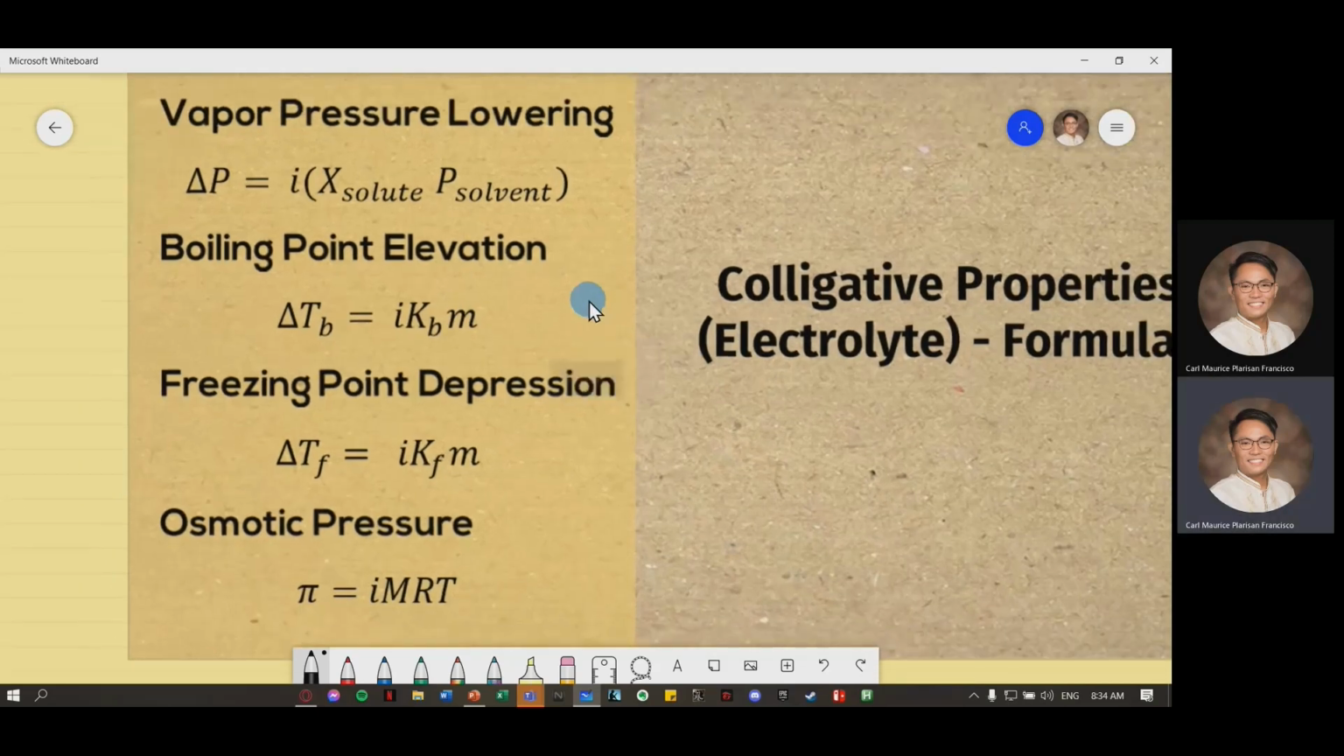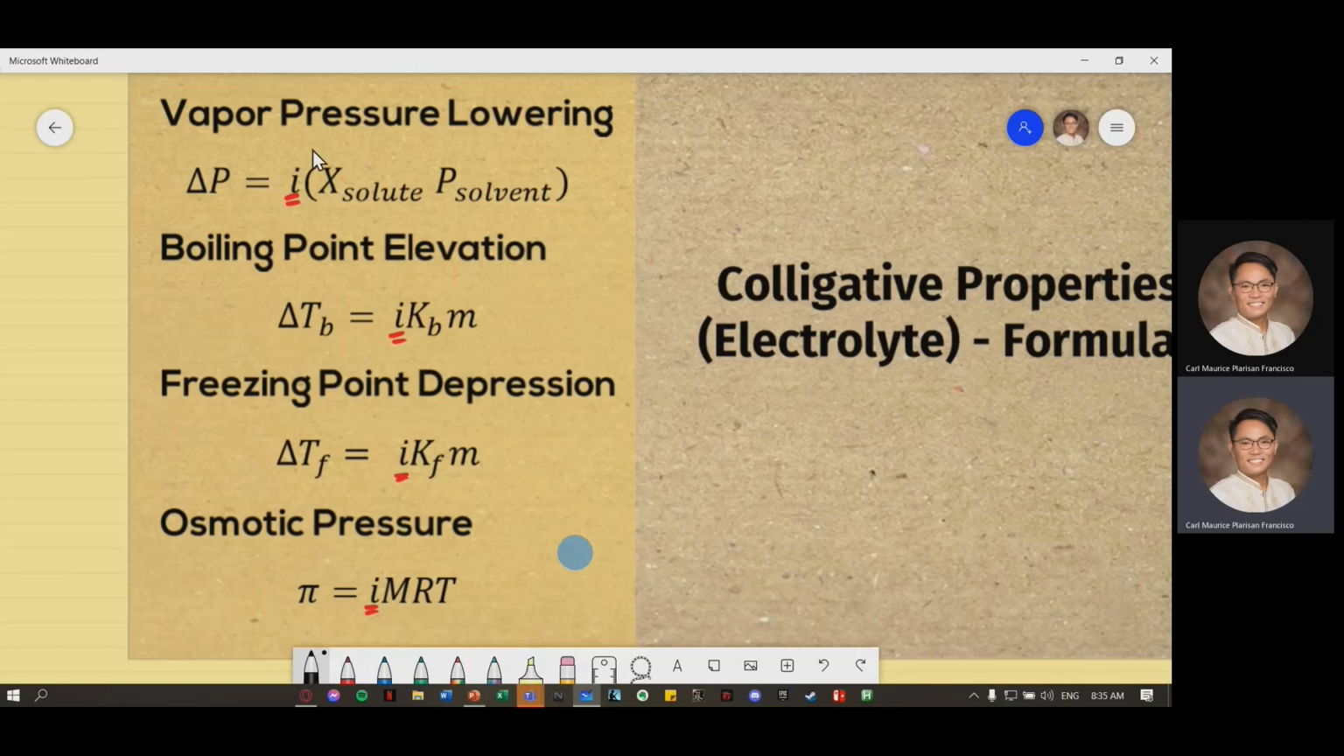Ang vapor pressure lowering is equal to the Van Hoff factor times mole fraction of a solute times vapor pressure of a solvent. Boiling point elevation is equal to i times Kb m. Freezing point depression is equal to i Kf m. Osmotic pressure is equal to i MRT. Pansinin, nadagdagan lang ng Van Hoff factor.